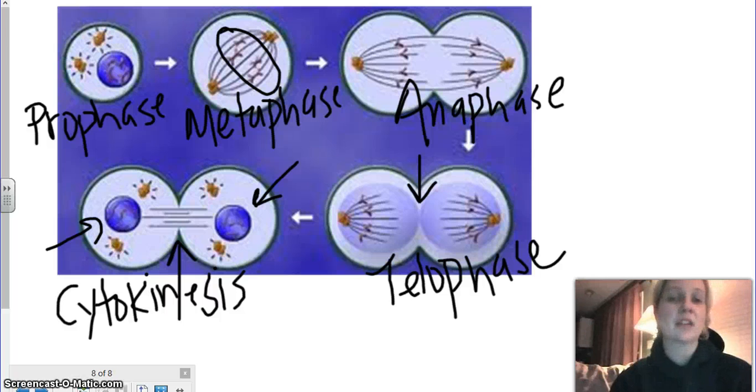Make sure on the back of your notes that you've gone through and taken your own notes on prophase, metaphase, anaphase, telophase, cytokinesis, and interphase. When you come to class next time, you're going to be responsible for knowing these because you're going to have to do some work with it.